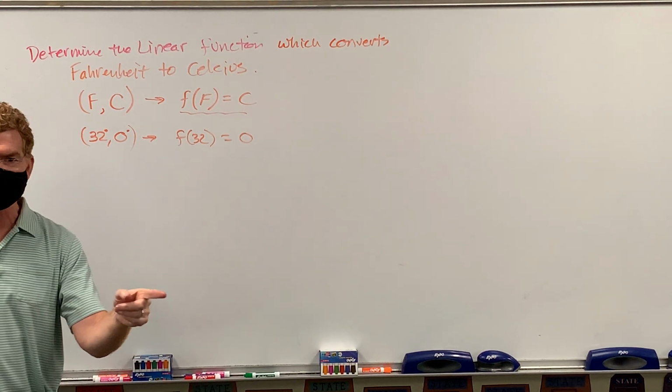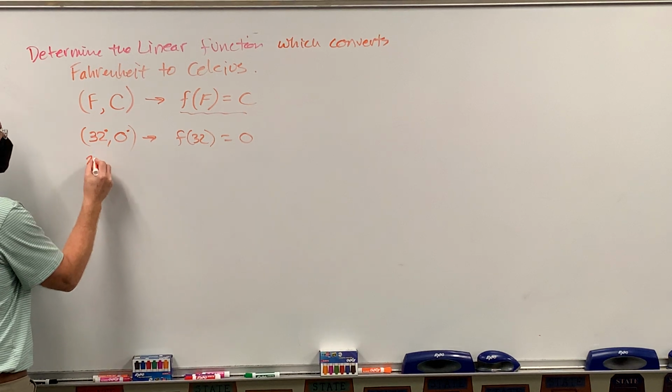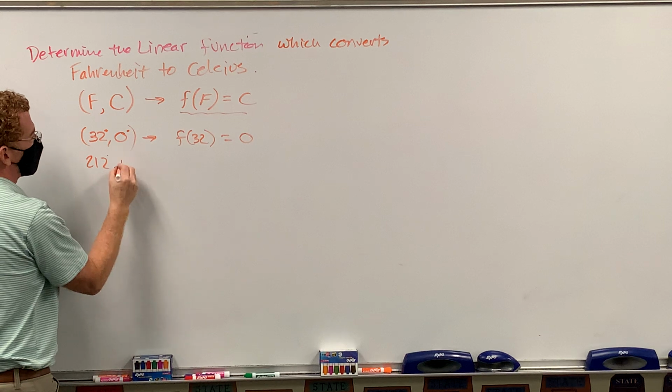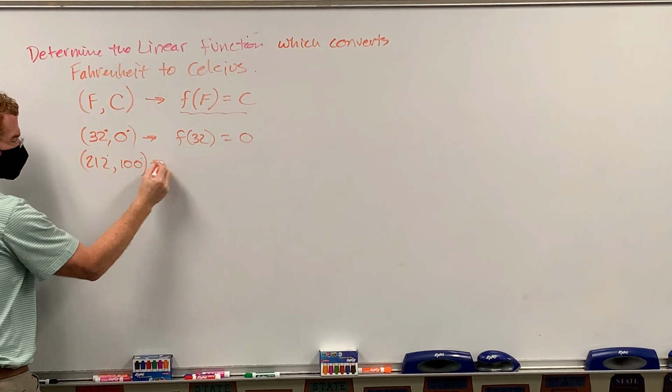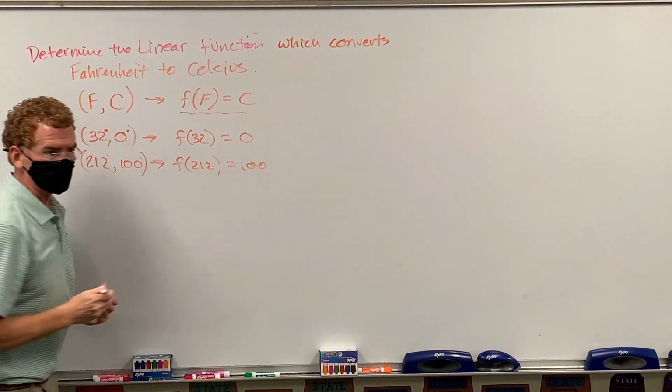212 and 100 are boiling. Now, if you don't know that, again, I give it to you. So 212 degrees Fahrenheit converts to 100 degrees Celsius, and that's boiling temperature, which is the same thing as me saying F of 212 equals 100.